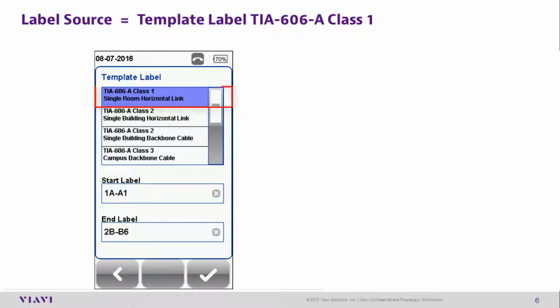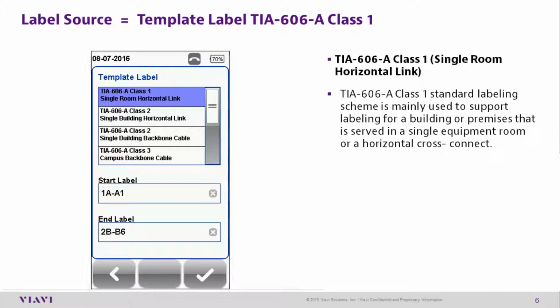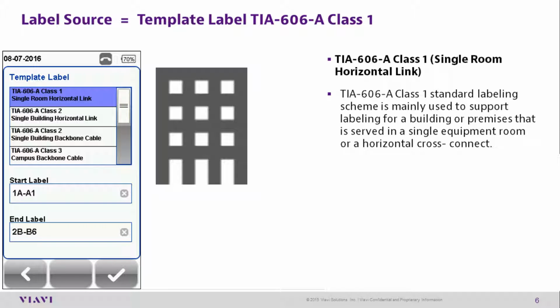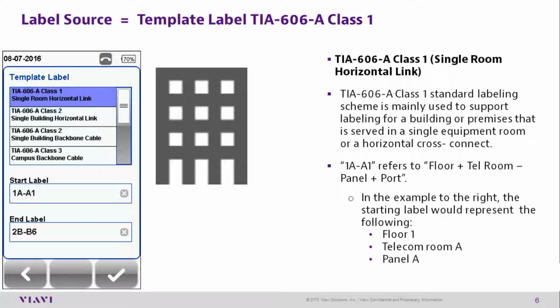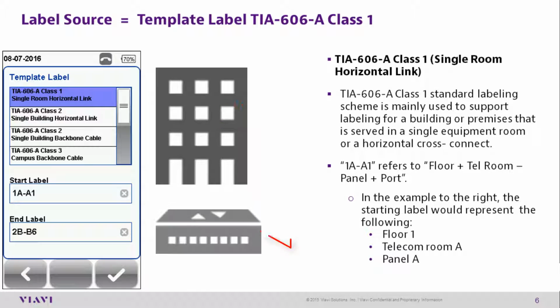Template label TIA 606 Alpha Class 1 is used for single room horizontal links. This is the standard labeling scheme used mainly to support labeling for buildings or premises that serve a single equipment room or a horizontal cross-connect. 1A-A1 generally refers to the floor and telecom room, and the panel and the port. In the example here, the starting label would represent the following: Floor 1, Telecom Room Alpha, Panel Alpha, Port 1.